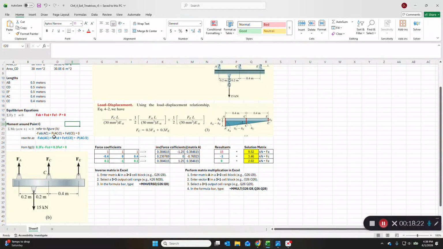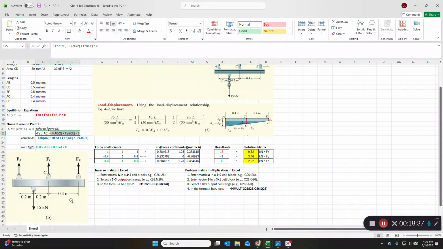And then we've got the P, the load downward, times the distance from A to C divided by 2 because it's half, so that's just 0.2. That's going to create a counterclockwise moment around C, so that's positive. I'm referring to this equation here.